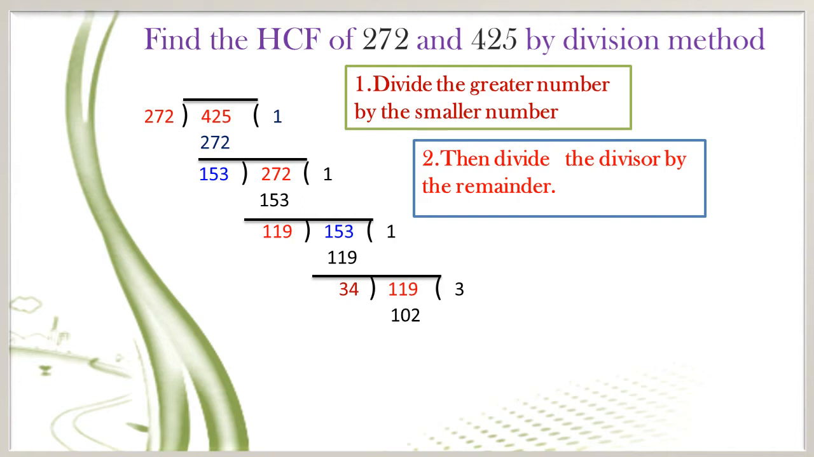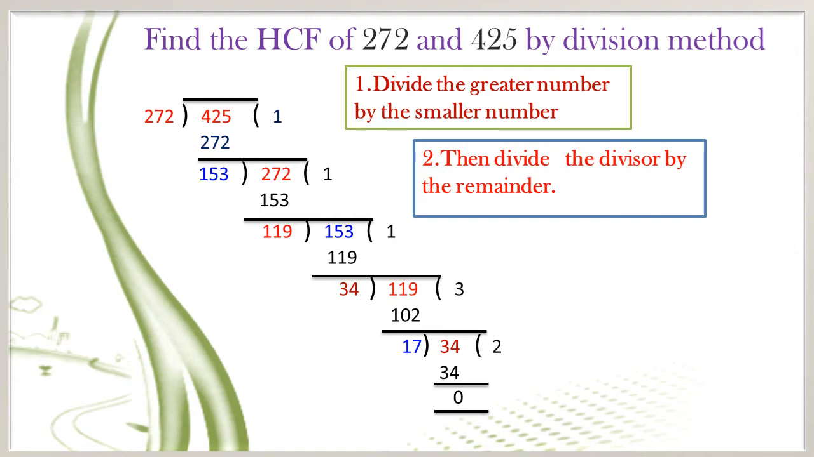Now we are going to divide 119 by 34. How many times do we have 34 in 119? We have 3 times. So 3 34s are 102. Now we subtract 102 from 119. The remainder is 17. The remainder becomes divisor and the divisor becomes dividend.